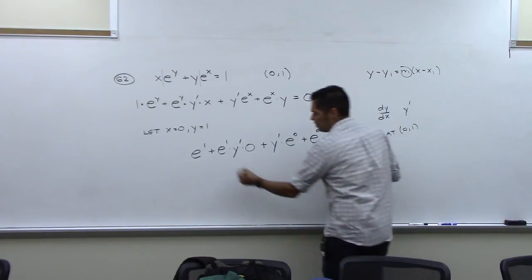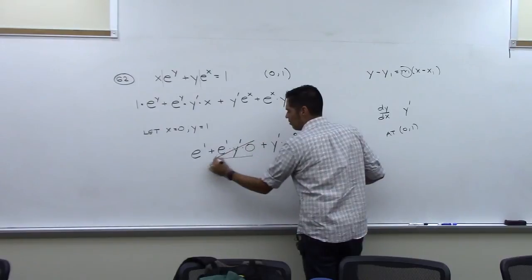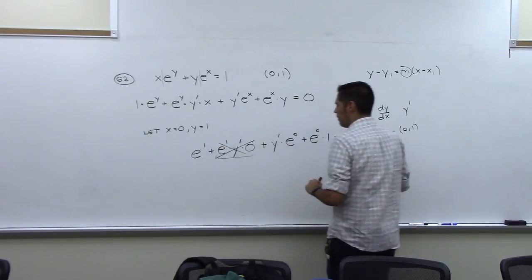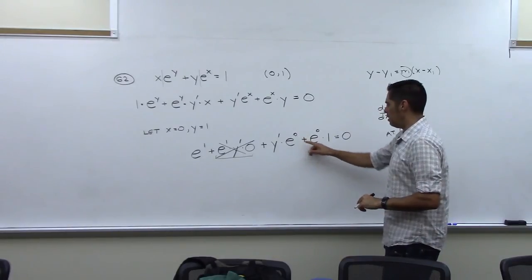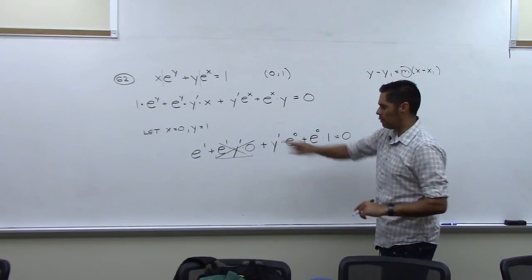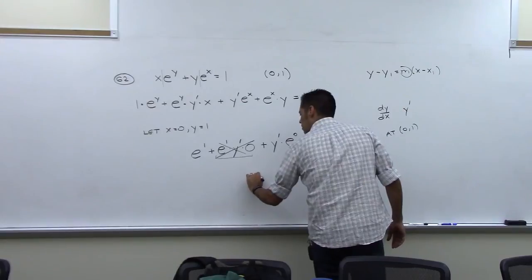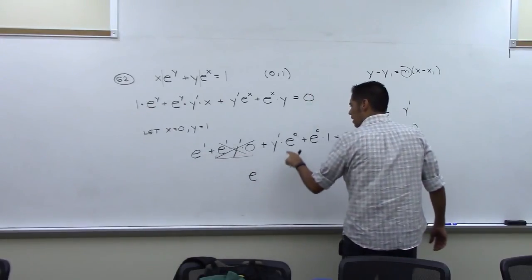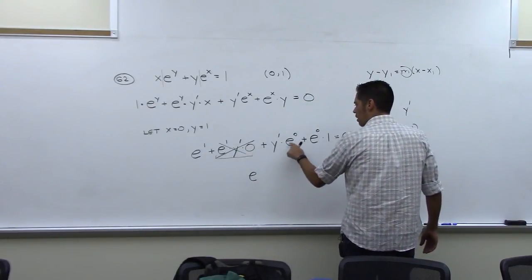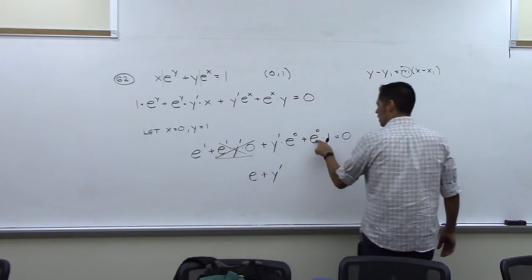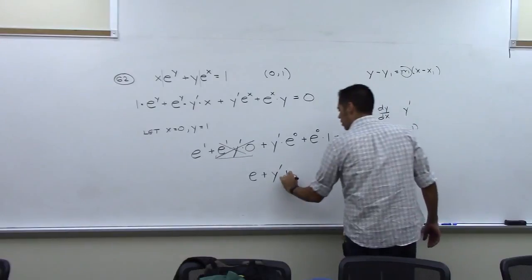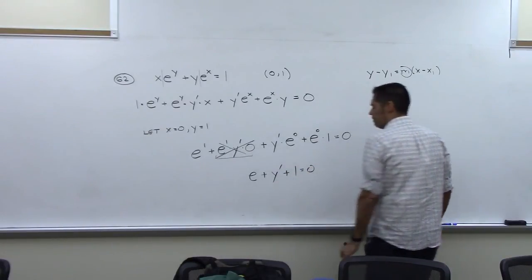So notice on this right here, this term, this whole thing goes away because that's 0 times all that. And e to the 0 is 1. So that's a 1, that's a 1. We have e to the first power over there. So e to the first power is just e. This is just, e to 0 is 1. This is 1 times y prime. That's just going to be y prime. And then e to the 0 is 1. 1 times 1 is 1. So plus 1 equals 0.